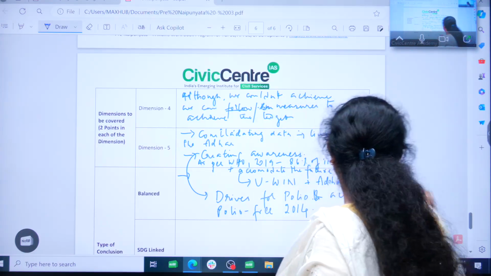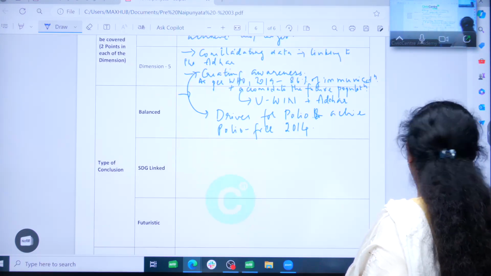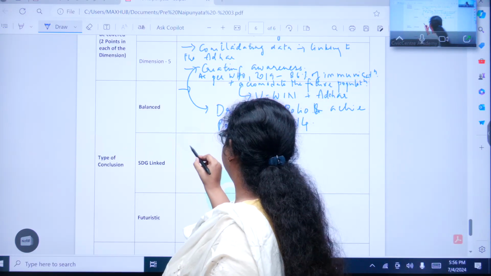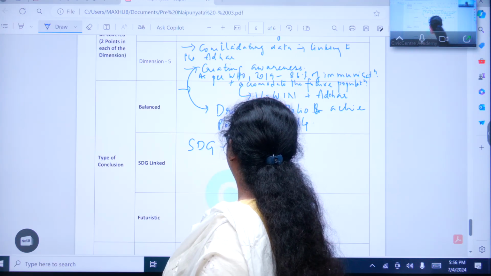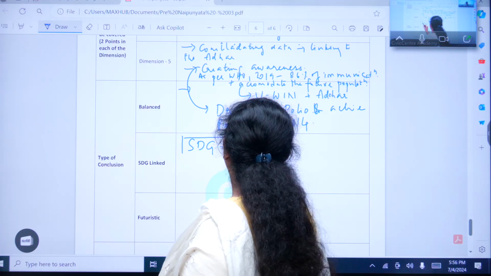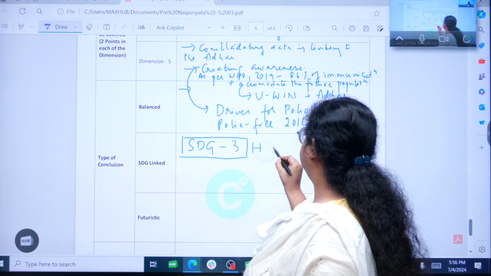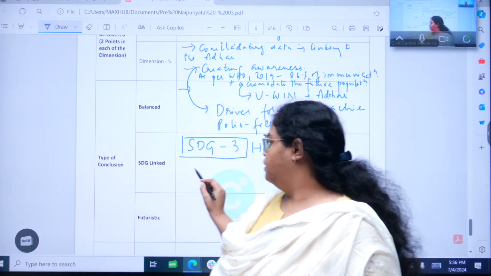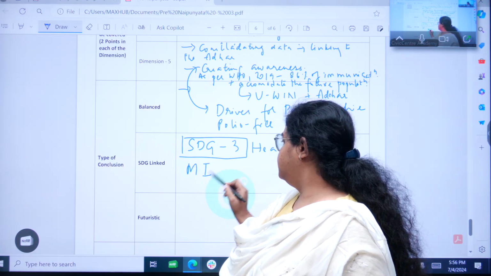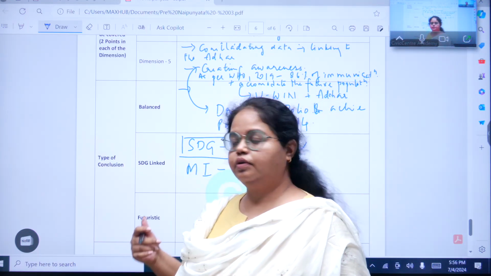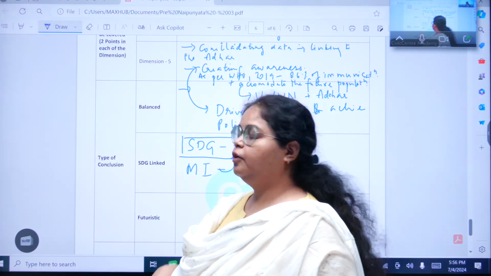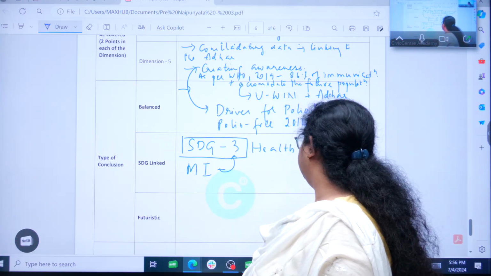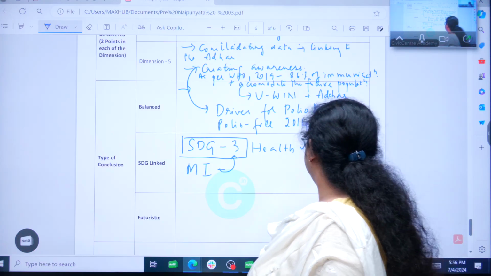Then if you are seeing how to conclude this answer, again you can link SDGs. What are the SDGs here? For immunization, SDG 3 talks about the overall health of the people. So to achieve SDG 3, the Mission Indradhanush is enhancing the opportunities to achieve the goal of Sustainable Development Goal 3 that is there by 2030. That is SDG linked.